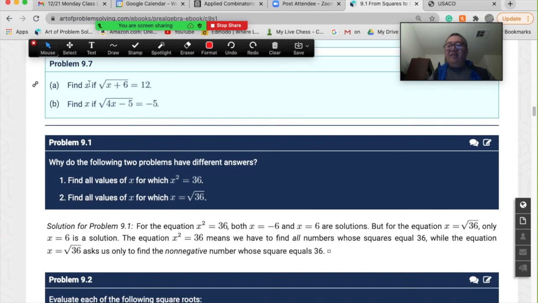Can you find x if this one equals 12? How to solve this equation? Solve this. 12 minus 6 is 6. You got x equals 6. If x equals 6, then you can probably check if both sides are equal. No. Wait. Never mind.